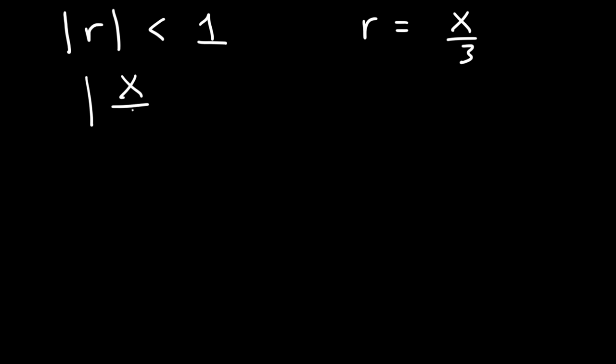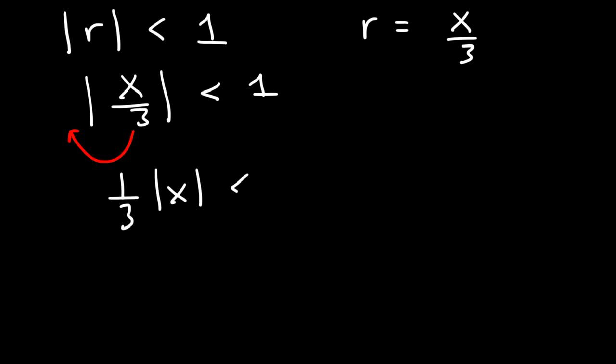Let's find the interval of convergence for this problem. And let's start with this expression. Now we said that the common ratio is x over 3. So therefore the absolute value of x over 3 has to be less than 1. And let's take out the 3. So this becomes 1/3 absolute value of x is less than 1. And now our next step is to multiply both sides by 3. And so the absolute value of x is less than 3.